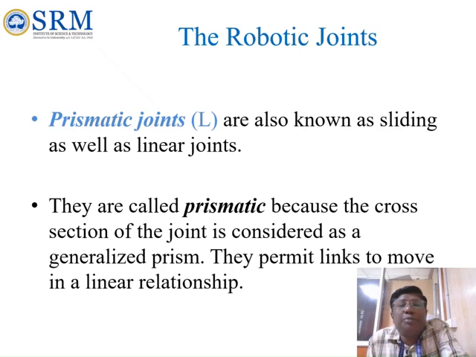If you look at the prismatic joint, it is also known as a sliding joint. Prismatic is a linear joint. They are called prismatic joints because the cross section of the joint is a generalized prism, which permits the link to move in a linear relation. So if you want to move in a linear way, you will use a prismatic joint. Prismatic means square or rectangular in cross section, so that the rotational motion is arrested. That joint is usually called a prismatic joint.